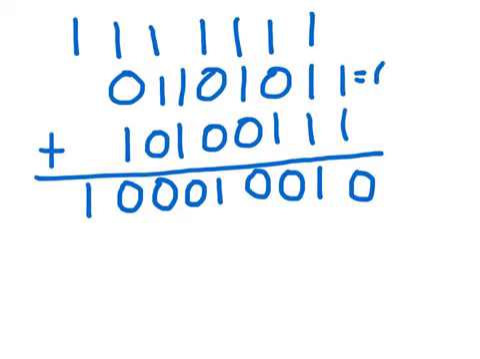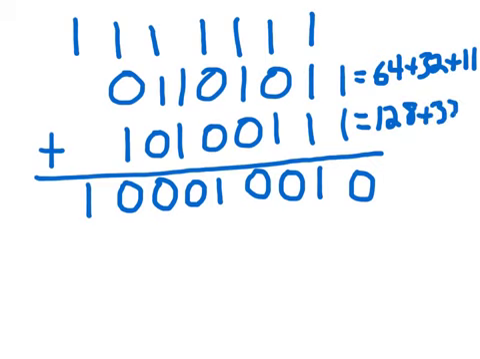Now, if you want to test this, all we have to do is say 64 plus 32 plus 13. I'm sorry, plus 11. And here we have 128 plus 32 plus 7. So we can of course say that 32 and 7 is 39. And now we can plug this into a calculator really quickly.